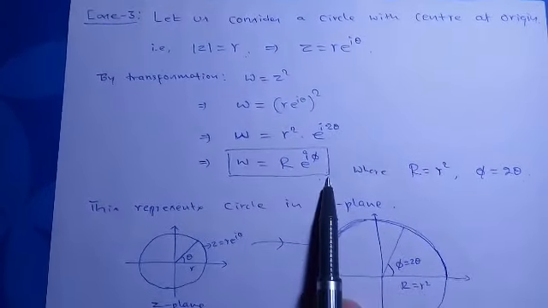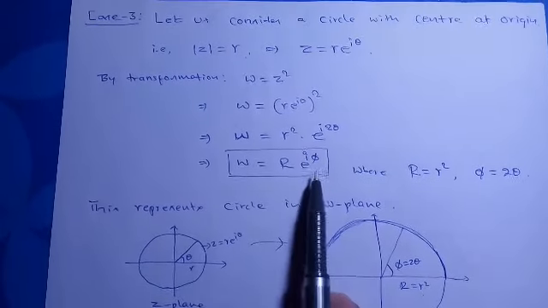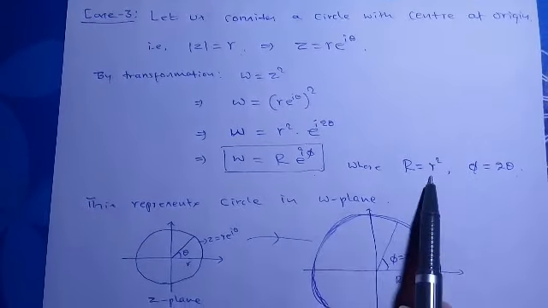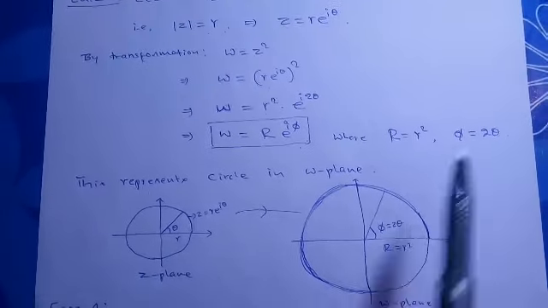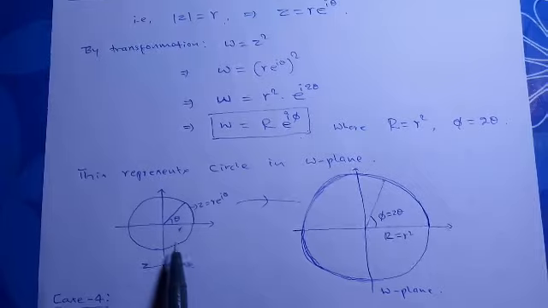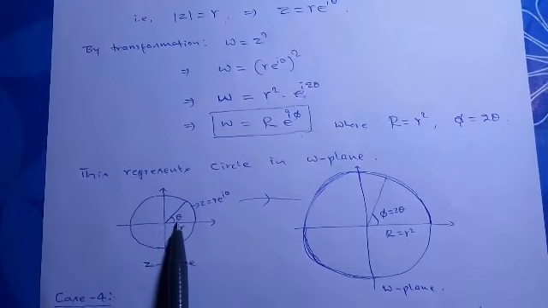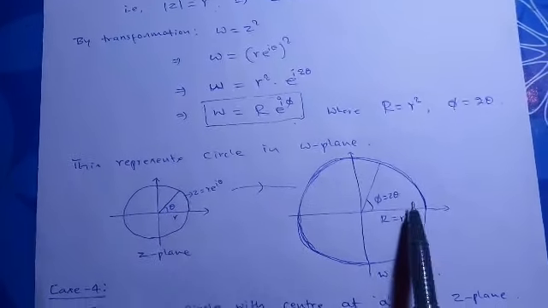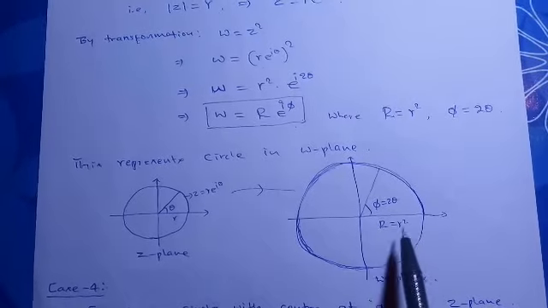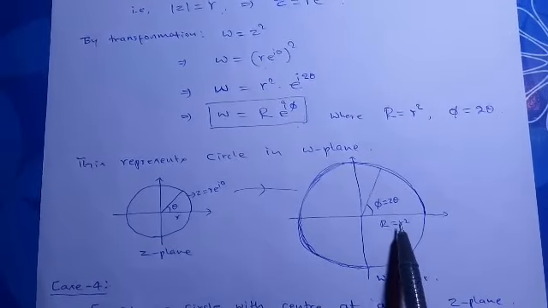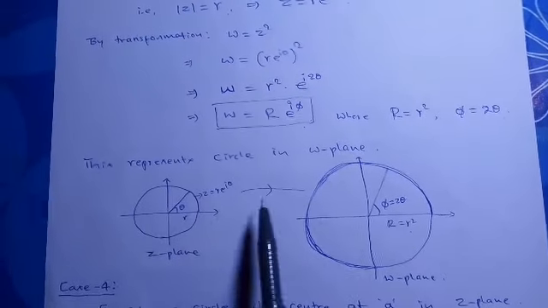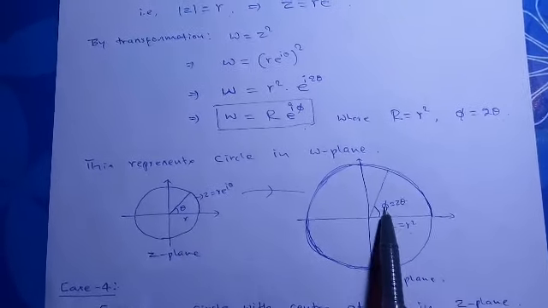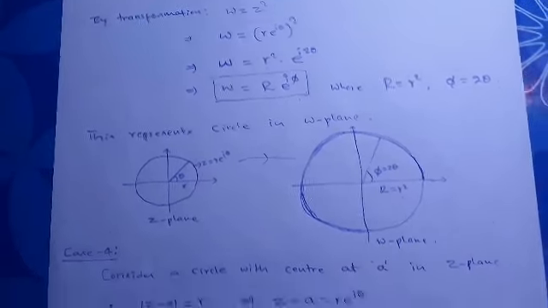So r square can be written as capital R, and e power i 2 theta can be written as phi. This equation represents a circle in w plane, but here the radius capital R equals r square and the angle phi equals 2 times theta. Look at here. Suppose this is a circle with center at origin and radius r, subtending angle theta. Its image becomes again a circle, but with radius the square of the original radius, R equals r square, and the angle phi equals 2 times theta.